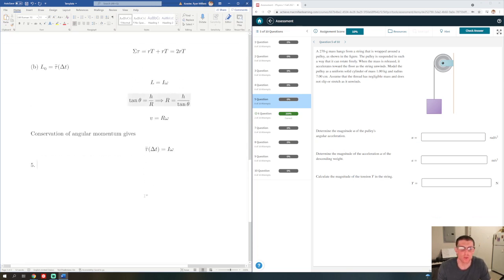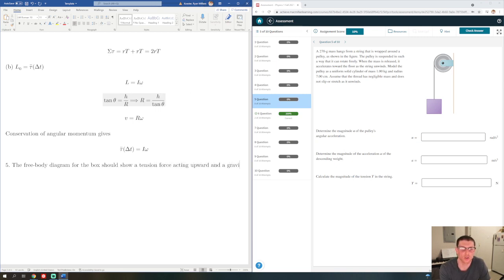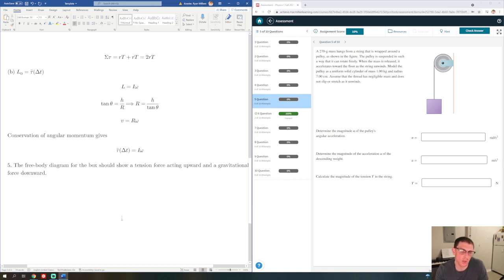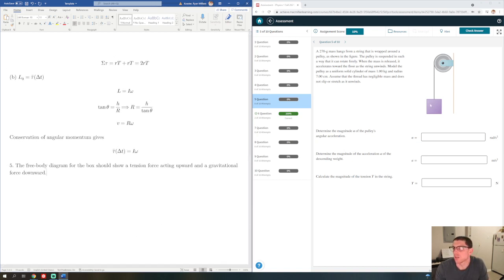But the idea is, this is the process, right? We would think about the free body diagram. I'll put this in words. The free body diagram for the box should show a tension force acting upward and a gravitational force downward. Nothing surprising about this. This is week 2, week 3 stuff. So there would just be this vector pointing up, corresponding to tension, and one pointing down, corresponding to the weight. So that's probably cool.